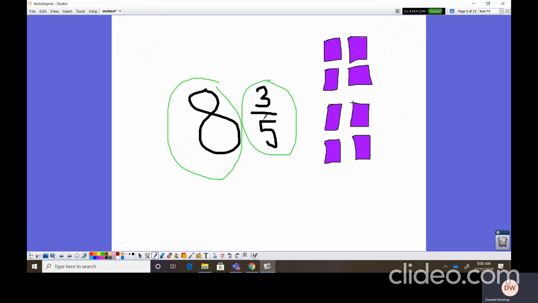And then I need a whole another box for my fraction. So I'm going to draw another one about the same size and shape. This time though, I'm going to split it into fifths. So I'm going to draw 4 lines. 1, 2, 3. I only need to color in 3 of them. So 1, 2, 3. So 8 and 3/5.